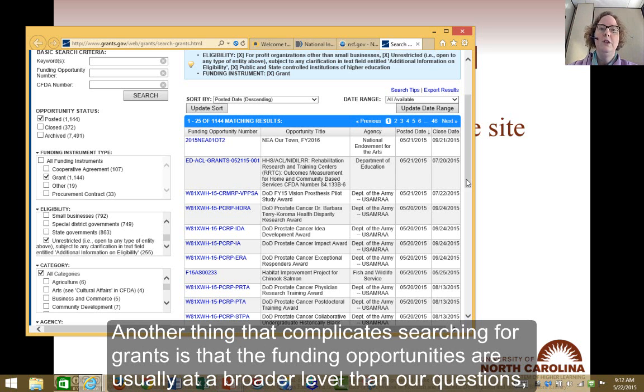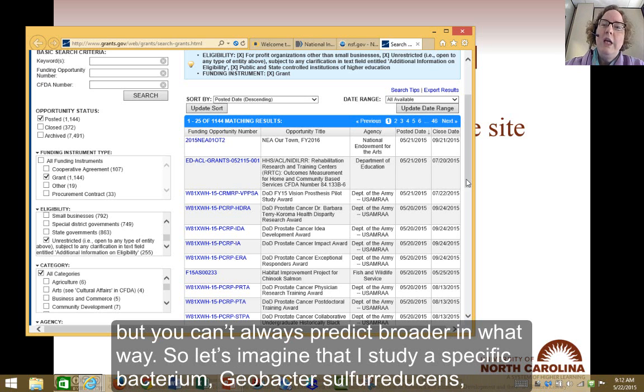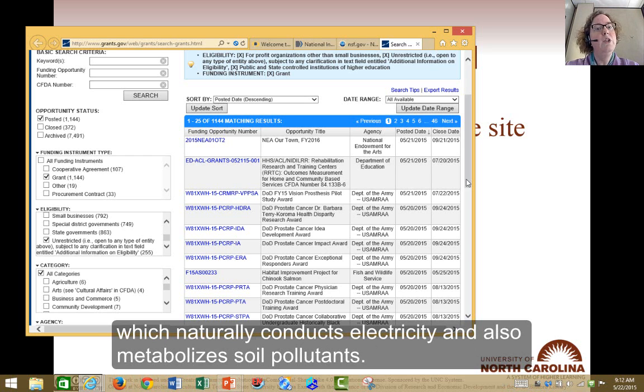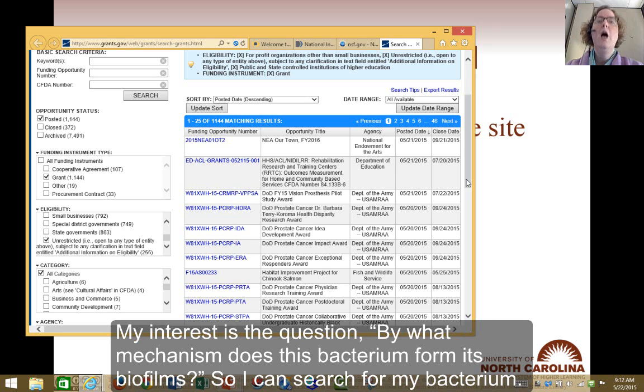Another thing that complicates searching for grants is that the funding opportunities are usually written at a broader level than we write our questions, but you can't always predict broader in which way. So, I'm going to imagine that I study a specific bacterium, Geobacter sulfureducens, which naturally conducts electricity and also metabolizes soil pollutants. My interest is the research question, by what mechanism does this bacterium form its biofilms? So that's my research question. Now, I can search for my bacterium.